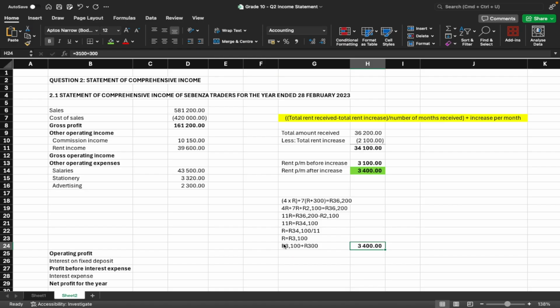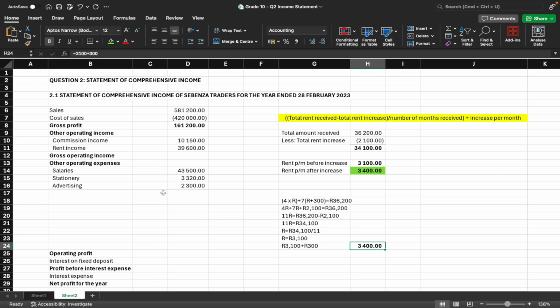So those are the 2 ways you can calculate your rent per month after the increase, and then just add it to whatever is outstanding. We've done that already here, so I was just quickly showing you that. If you want to take the time and master the 2, or just stick to one that you're comfortable with, you can do so. Let's move right along.